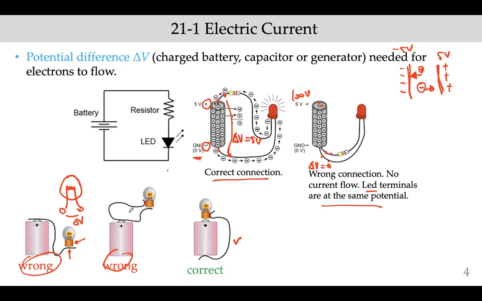So at this point they will be at some potential, but because these two wires will be at the same potential, that means delta V is 0, so that would not create electric current. So the bottom line is, you need a potential difference for the electrons to flow, which is electric current.